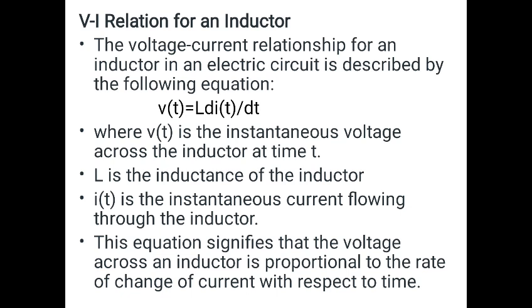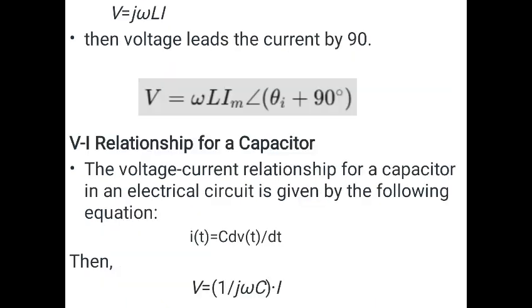This equation signifies that the voltage across an inductor is proportional to the rate of change of current with respect to time. And V can be given as jωL times I. Then voltage leads the current by 90 degrees. It can be written as V = ωL Im ∠(θI + 90°).